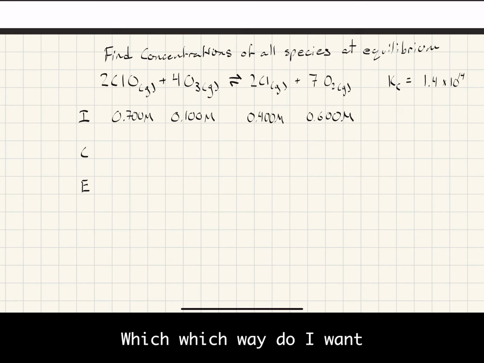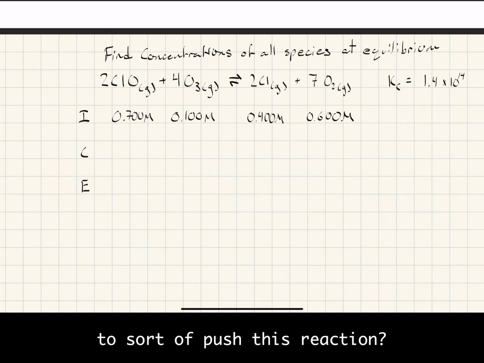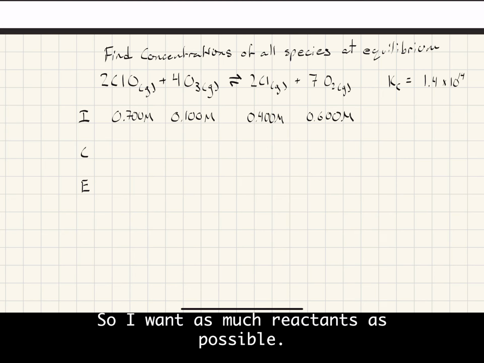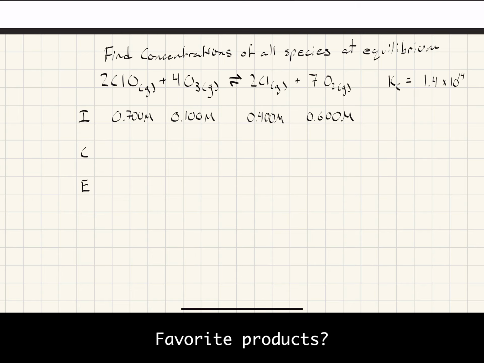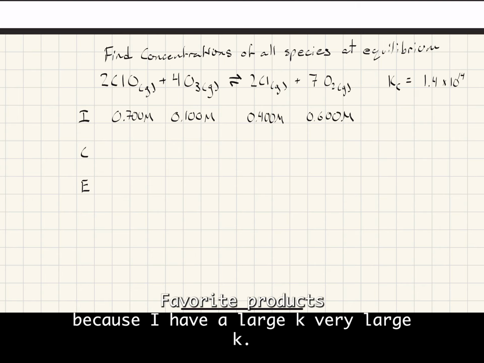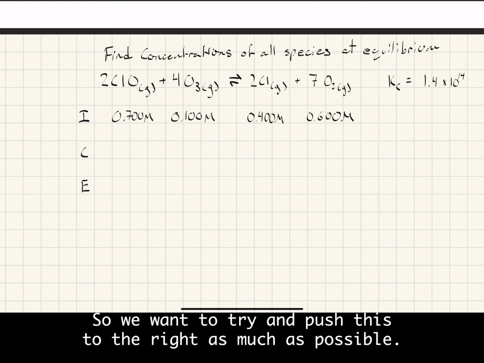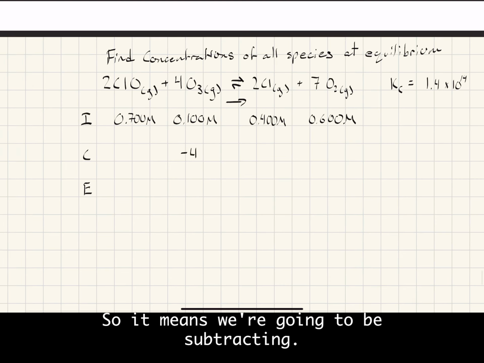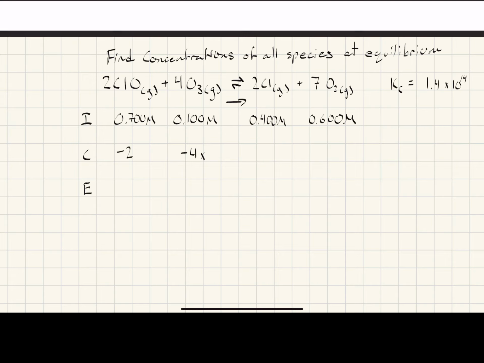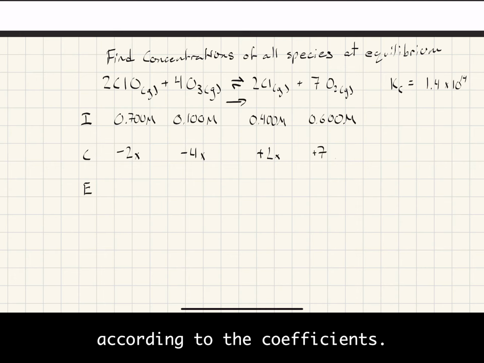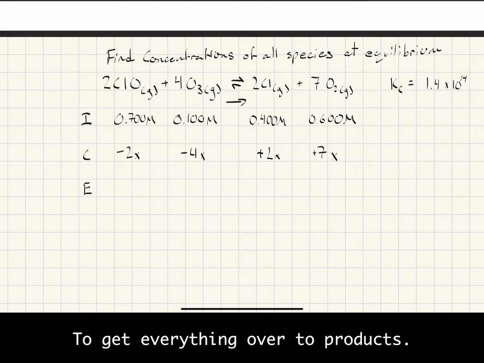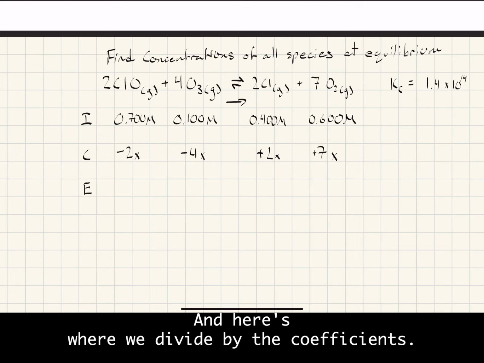Which way do I want to sort of push this reaction? Do I want as much reactants as possible, or do I want as much products as possible? Favors products. Yeah, favors products because I have a very large K. So we want to try and push this to the right as much as possible. So that means we're going to be subtracting and adding according to the coefficients to get everything over to products. And here's where we would divide by the coefficients.